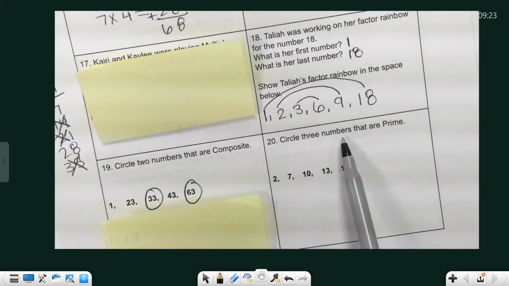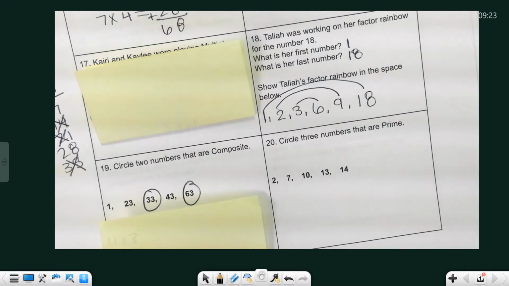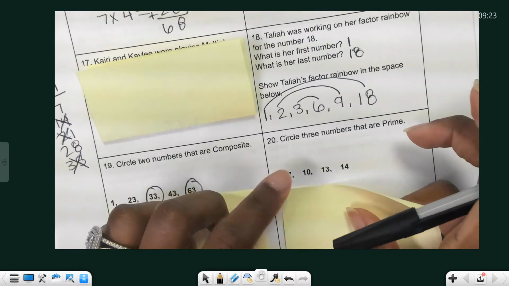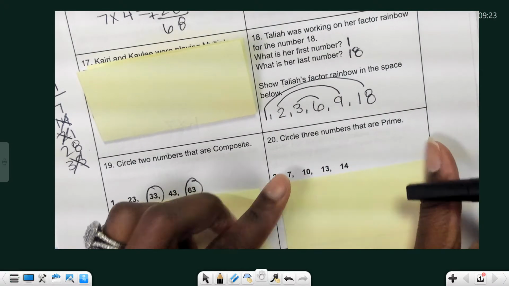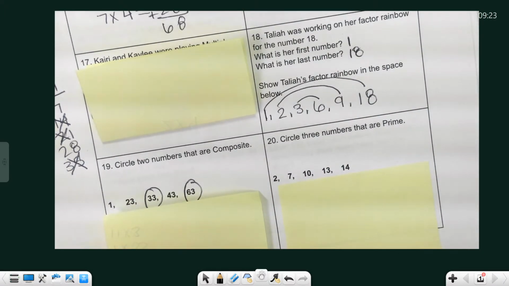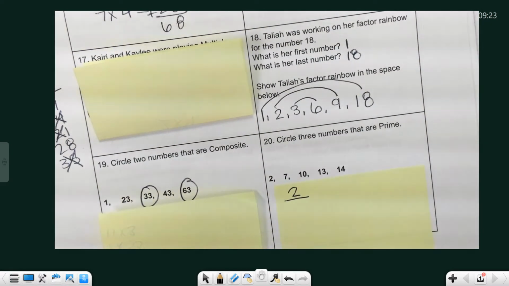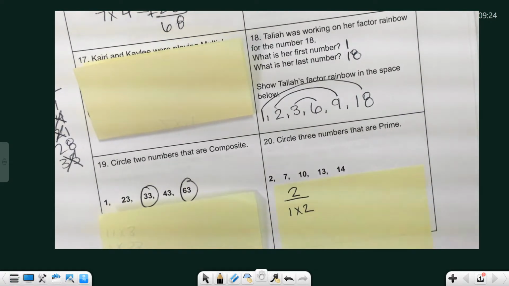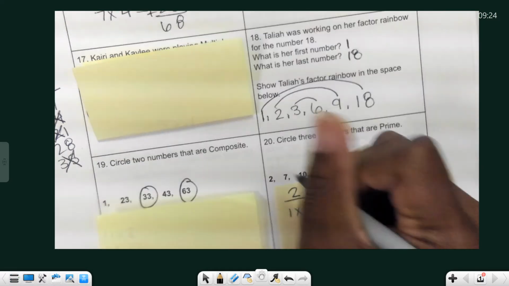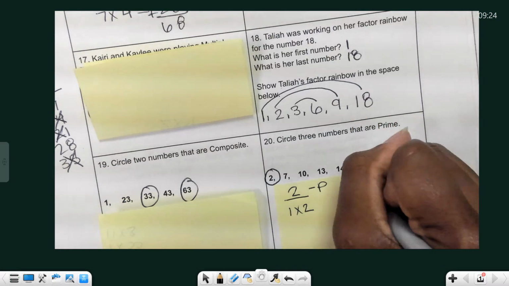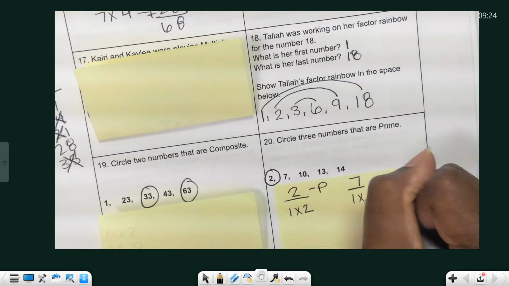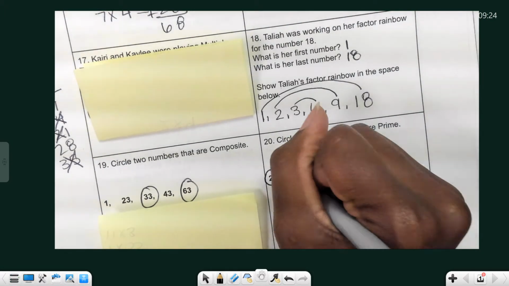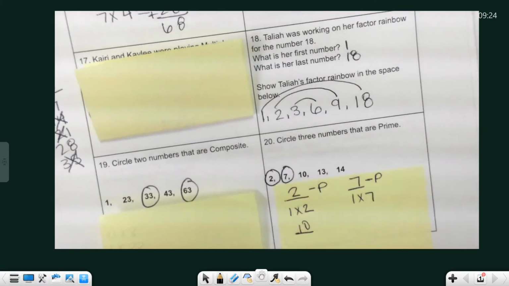20: Circle 3 numbers that are prime. Same process. And remember, prime numbers have 2 factors, the number 1 and the number itself. So let's look. 2: 1 times 2, nothing else, so we'll circle that one. What about 7? Prime. 1 times 7. Anything else? No. Prime.